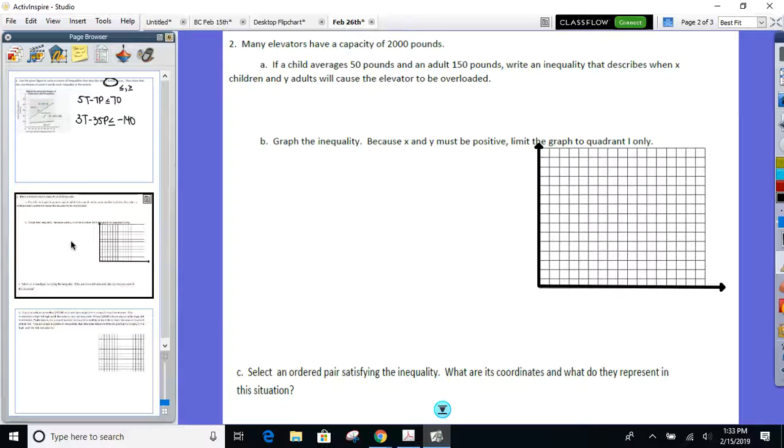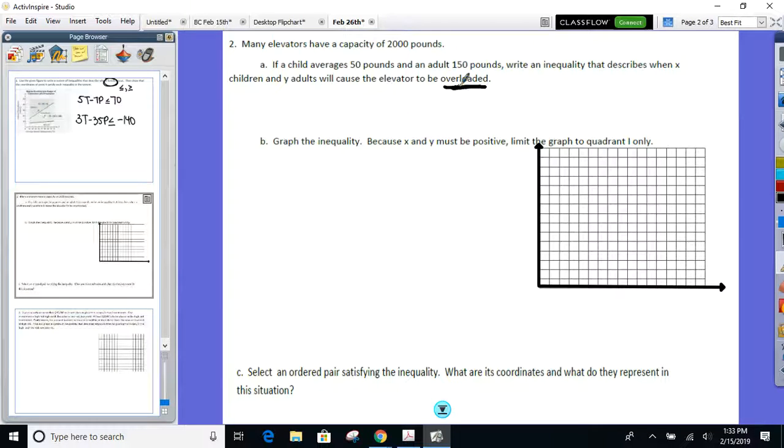Elevators can only hold 2,000 pounds. Okay. The capacity can only hold 2,000, nothing more. Average child, 50 pounds. Average adult, 150 pounds. Let's write an inequality that describes when x children and y adults would cause it to overload.